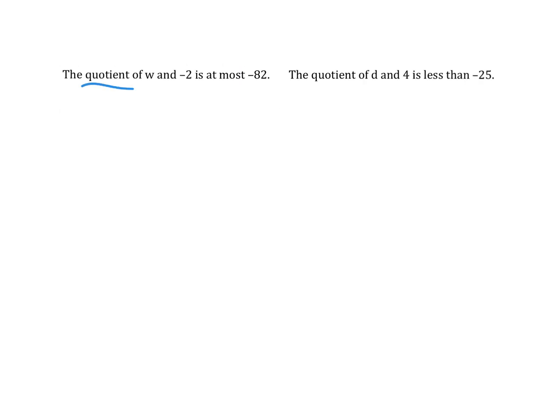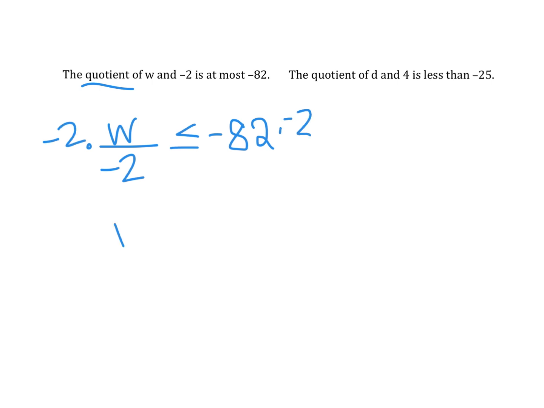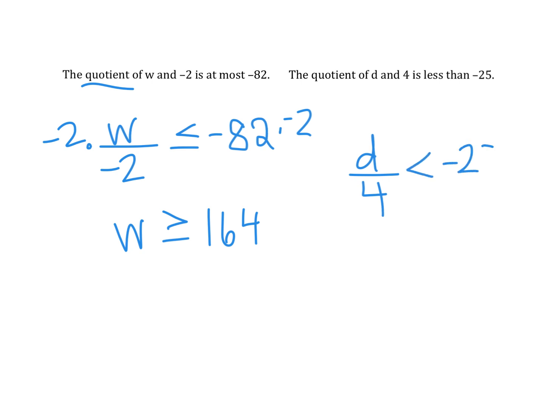And then quotient, division, W divided by -2 is at most, means that it has to be less than or equal to -82. The most it can be is -82. I'll multiply both sides by a -2. I will have to flip the sign, and I'll get a positive 164. And finally, the quotient of D and 4 is less than negative 25. When I multiply both sides by 4, I don't flip the sign because I'm not multiplying both sides by a negative. So we'll leave the symbol just like it is.